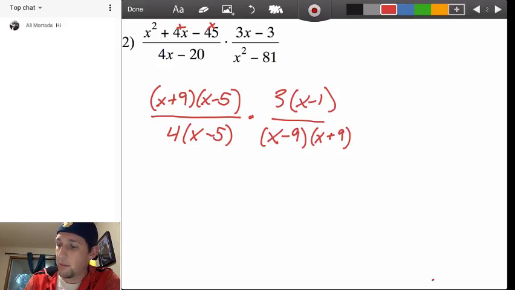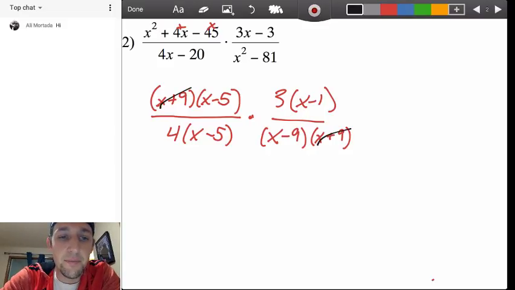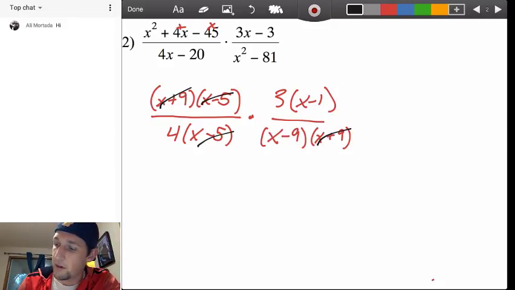Okay, so for example, plus 9 and plus 9, x plus 9, x plus 9, those cancel, even though they're in different fractions. One's in the numerator, one's in the denominator. Totally okay. X minus 5 and x minus 5, those are in the same fraction. They still cancel. Okay, nothing else does. So I get 3 times x minus 1 over 4 times x minus 9.